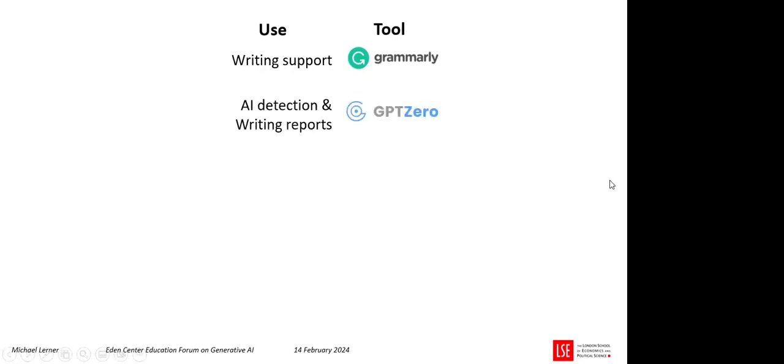I check everything through an AI detector. My preferred one is GPTZero, but there are plenty of other ones out there in the market. But the question is, when you use an AI detector, what if it's wrong? And what do I do?